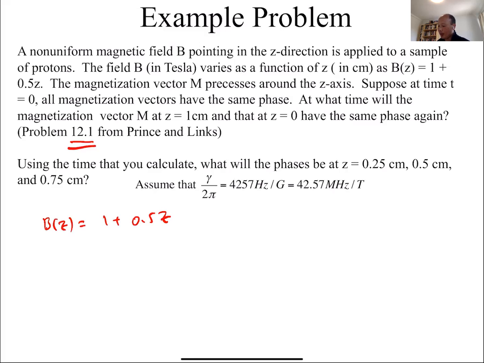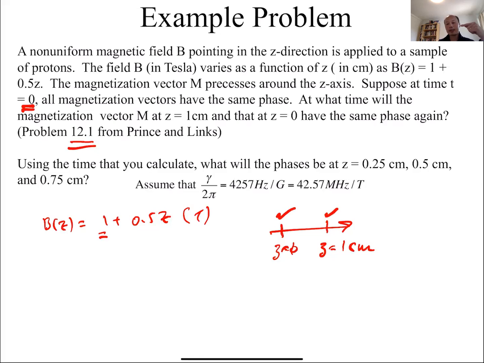And this one means it would be 1 Tesla. So this is in Teslas. And we're saying the magnetization vector precesses around the z-axis. Suppose at time t equals 0, all the magnetizations have the same phase. We want to consider two spins, one at z equals 0 and one at z equals 1 centimeter. You're asked to figure out at what time the magnetization vectors at z equals 1 and z equals 0 have the same phase again.